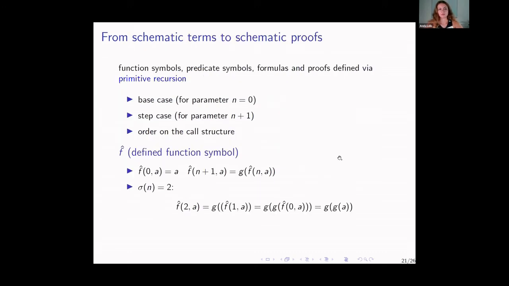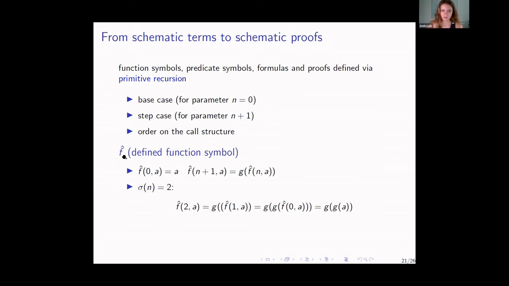Okay. Now, to get to this proof schemata, we have to extend our language. So what we do is we have function symbols, predicate symbols, formulas, and also proofs that are defined by a primitive recursion. So we also have a base case and a step case, and then some call structure, an order on the call structure. So to distinguish general function symbols or predicate symbols from the inductively defined ones, we have defined function symbols and defined predicate symbols. And we distinguish them with this hat symbol.